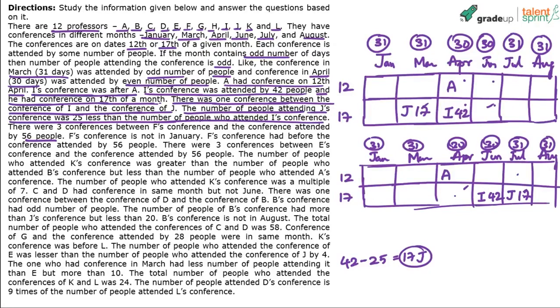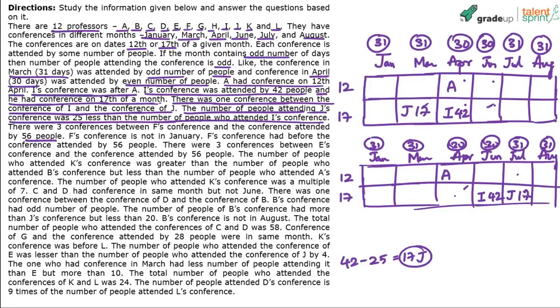So let's see, for example, if you take 56 here, where can F come? After 3 conferences. So 1, 2, 3, F can come here. Or if you go behind, if 56 is here, 1, 2, 3, F can come here. Similarly, if you take 56 here, 1, 2, 3, F can come here. If you go behind, then there are more possibilities. So it will result in a lot of possibilities. So let's try and avoid that.